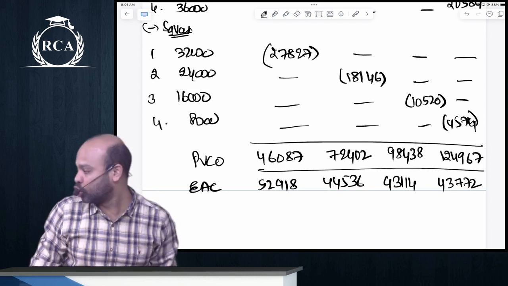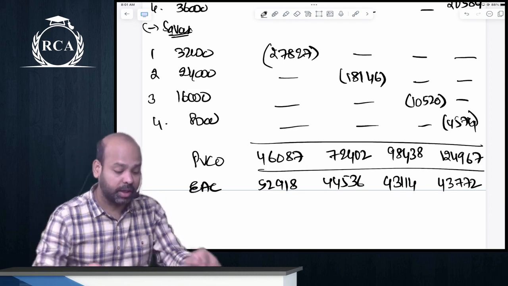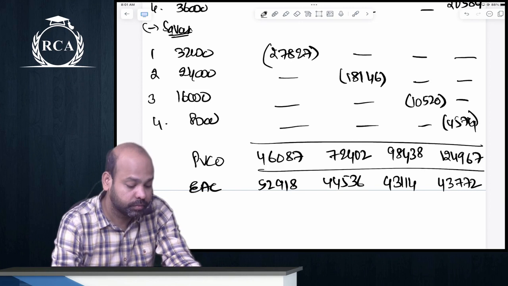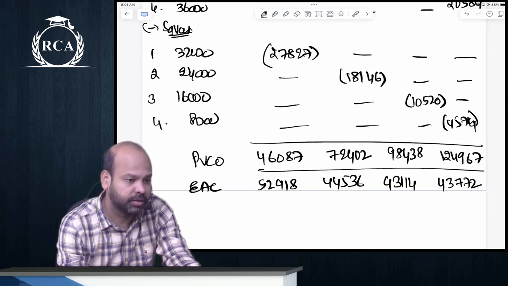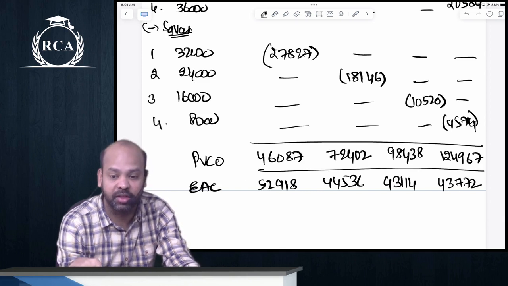So you will write the conclusion, beta. It is best to replace the machine, beta, at the end of third year. Every 3 years. Sorry, beta. You should replace the machine every 3 years, guys.